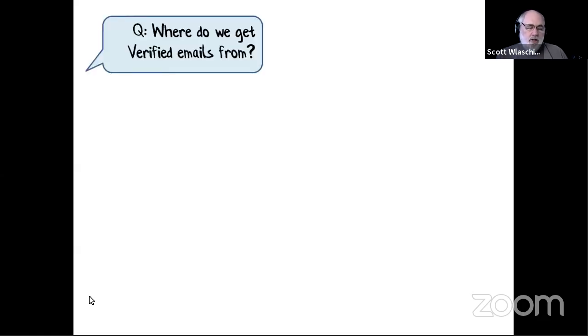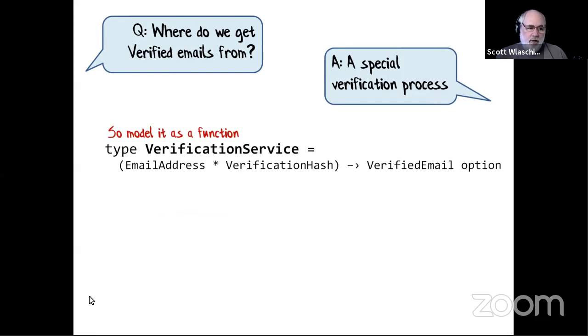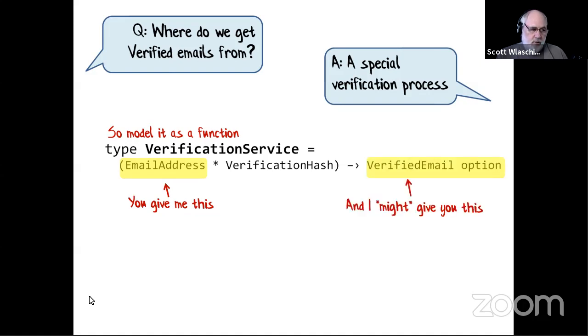Then I say to them, well, where do we get the verified emails from? And they say this special verification process, okay? So I'm going to model this as a function with an input and output. The input is a regular old email address, and also some sort of hash that is sent to you. And then the output is a verified email, maybe, okay? Because if the hash doesn't match with the email address or it's expired or whatever it is, I can't give you back a verified email. But if it does all match up, then I will give you a verified email.